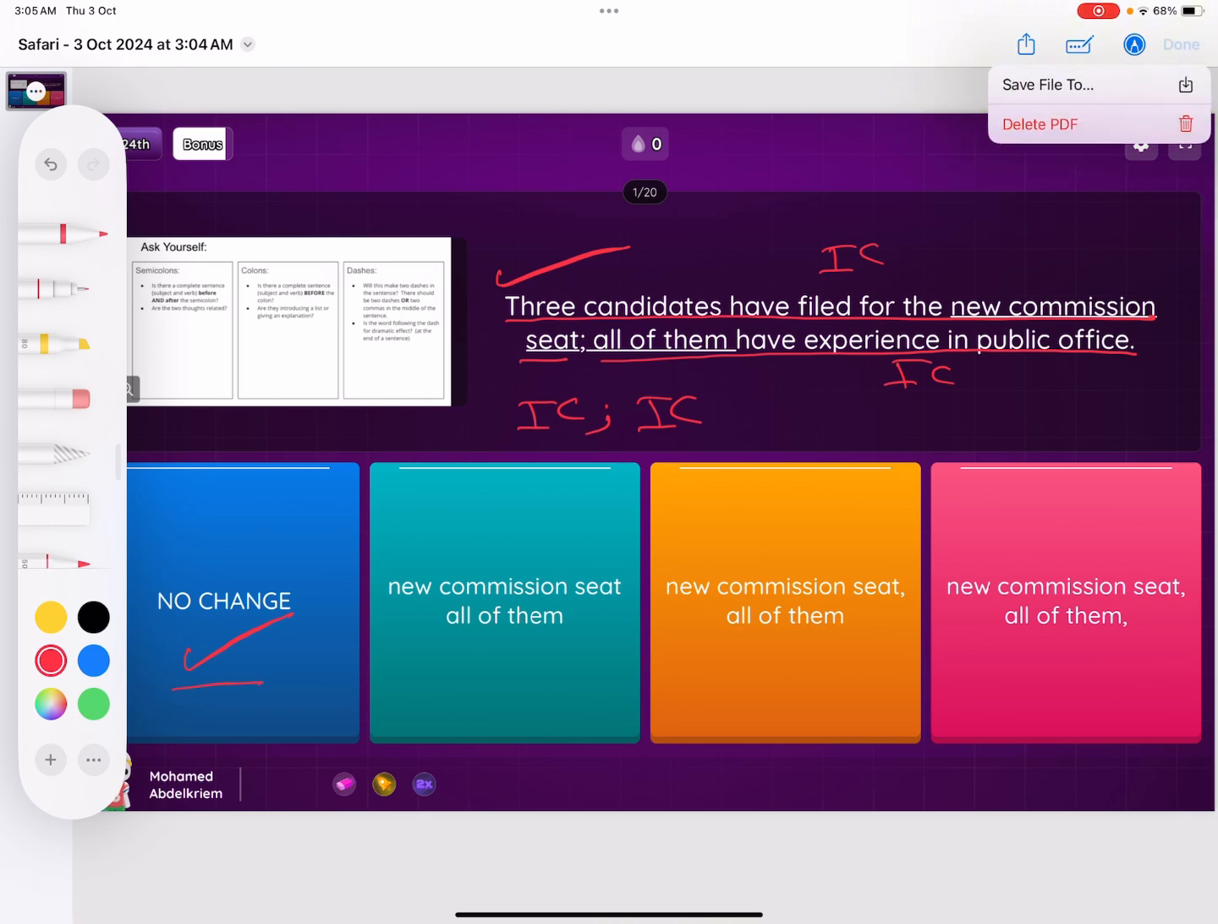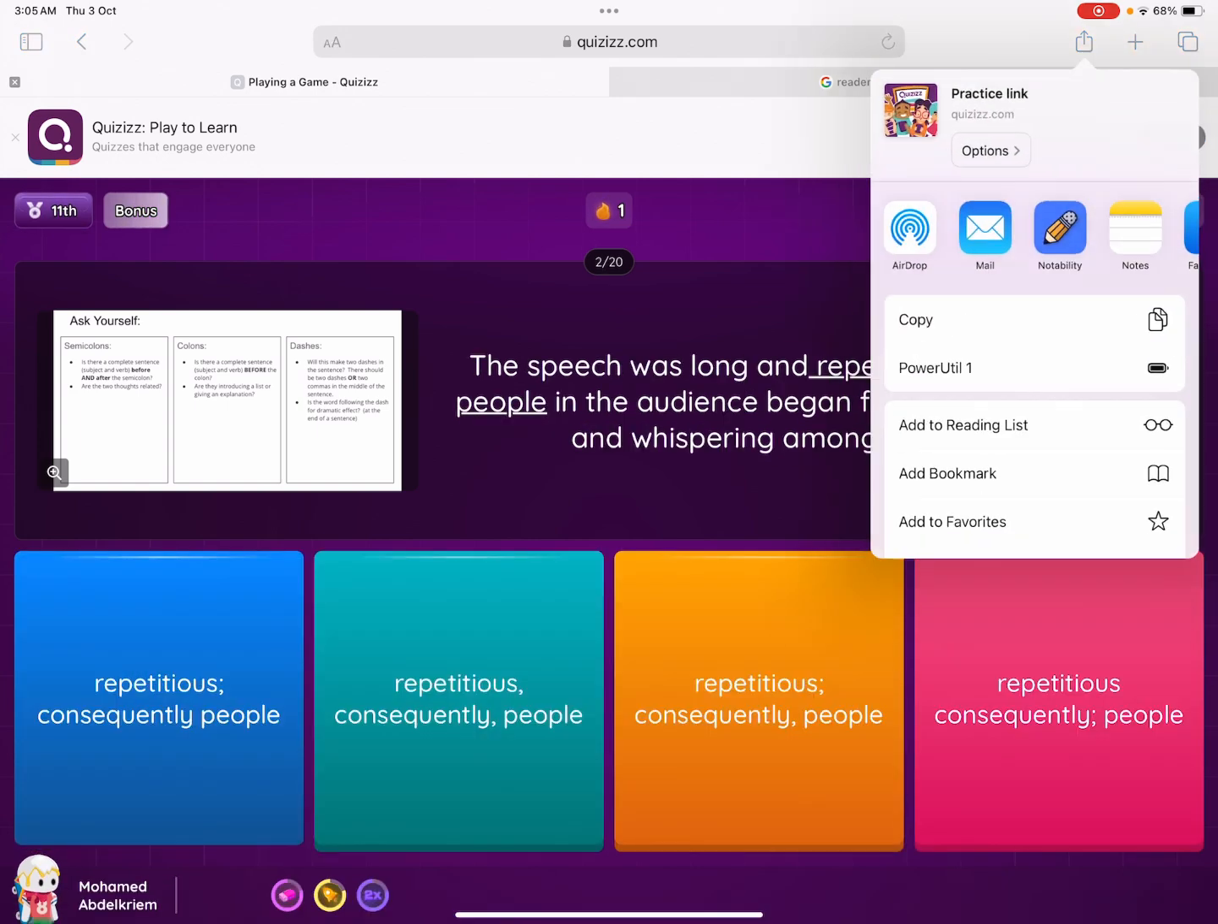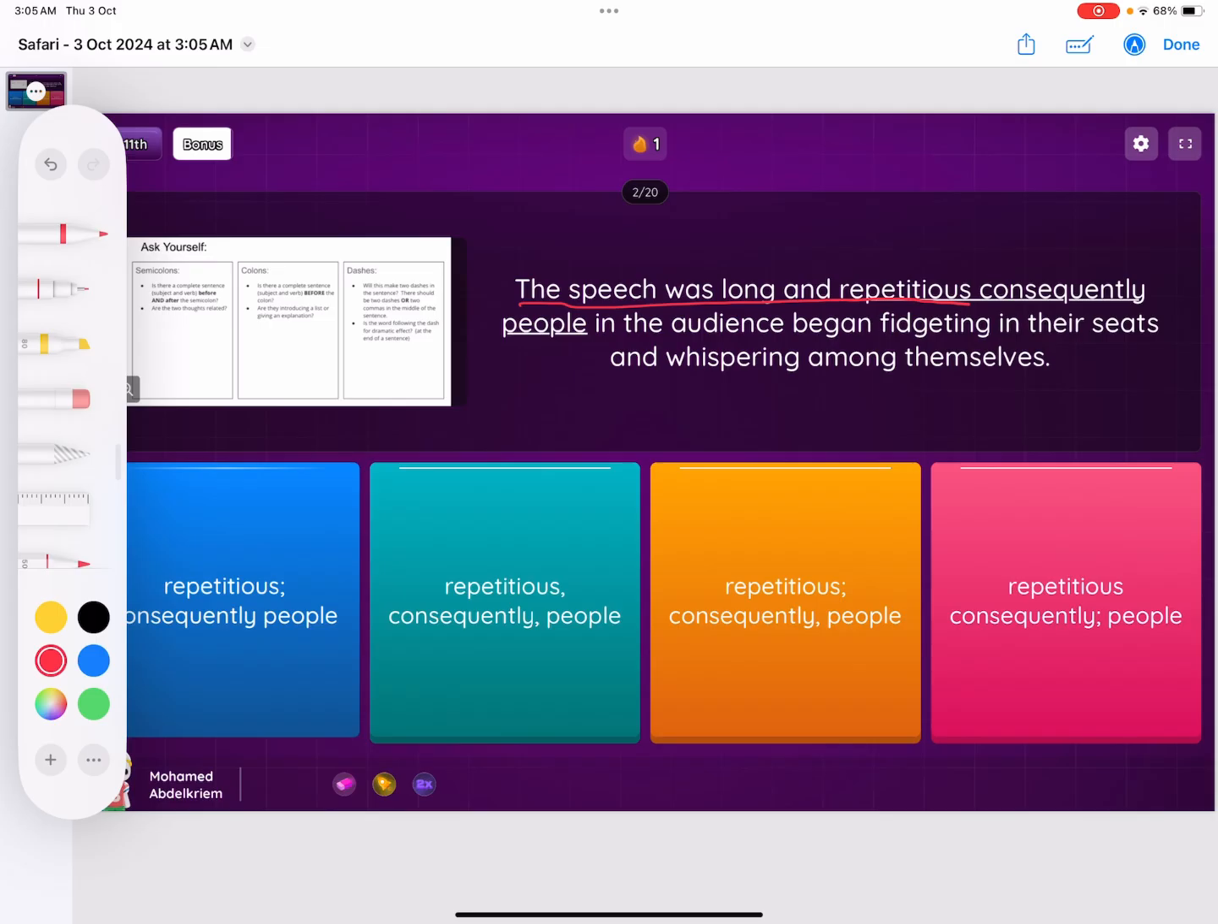Let's do the second question. So we said here, no change. The second question here, let's analyze it. "The speech was long and repetitious." This is an independent clause. And for those who don't know what an independent clause is, it's a clause that can stand on its own. Like for example, when I say, I went to school. All right, and then I have "consequently," which is a conjunctive adverb. And then "people in the audience began fidgeting in their seats and whispering among themselves." So starting from people until themselves, this is another independent clause.